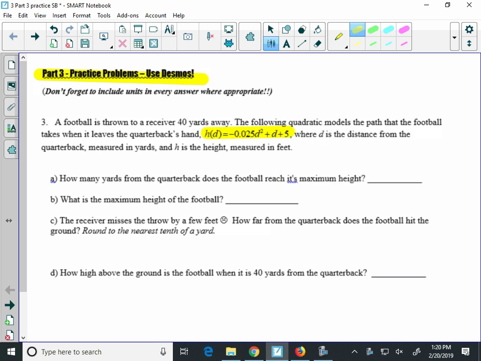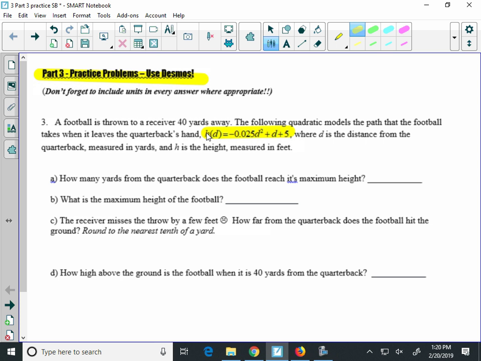All right, and it's talking about once it leaves the quarterback's hand, D is the distance from the quarterback, and H is the height of the football. So they want to know how many yards from the quarterback does the football reach its maximum height. So what we're going to do is type this right into Desmos. Use Desmos when you can.